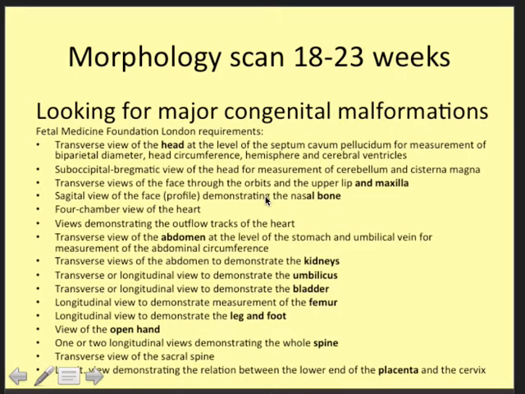Here you see an overview of what we should be looking at, according to the Fetal Medicine Foundation in London. And you see, for instance, we look systematically at the head, at the face, at the nasal bone, the four-chamber view of the heart, the outflow tract of the heart. We look at the abdomen, the kidneys, the umbilicus, the bladder, the femur, leg and feet and arms and hand, finding out whether the hand is open or closed, because a clenched hand is associated with trisomy 18. And we get views of the spine. And of course we look at the placenta and the cervix and the amniotic fluid.